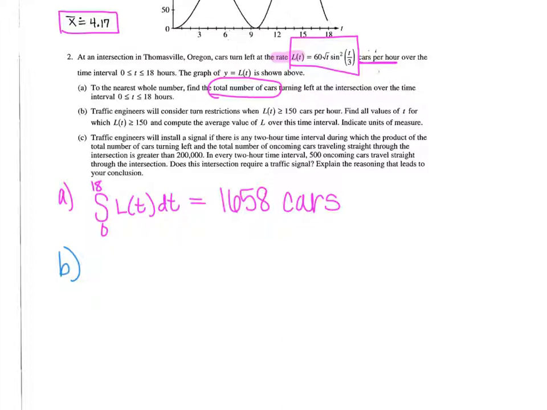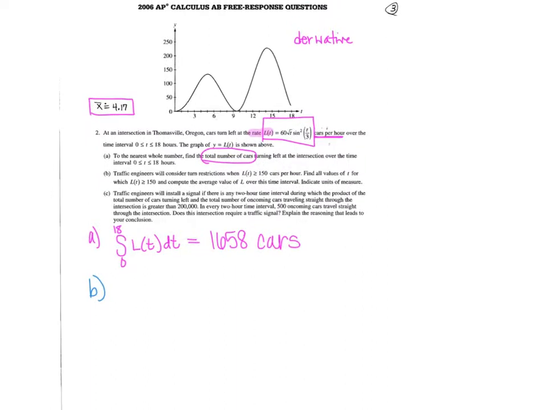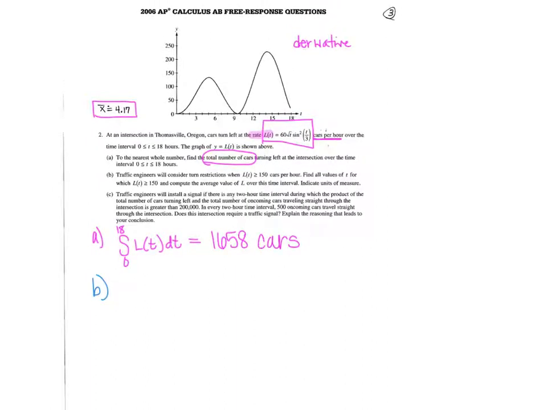Okay, letter B. Traffic engineers will consider turn restrictions when L of t is greater than or equal to 150 cars per hour. Find all values of t for which L of t is greater than or equal to 150 and compute the average value of L over this time interval. Indicate units of measure. Okay, so we want to look at when L of t is greater than or equal to 150. On my paper, I drew this line. That's where L of t would be greater than 150.